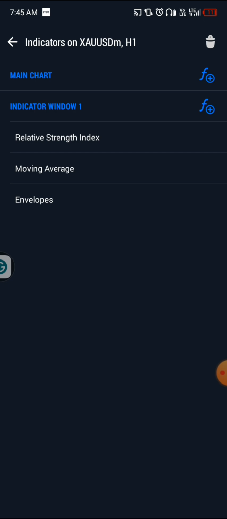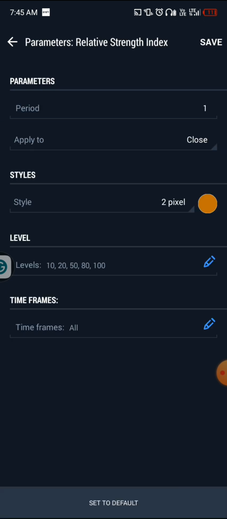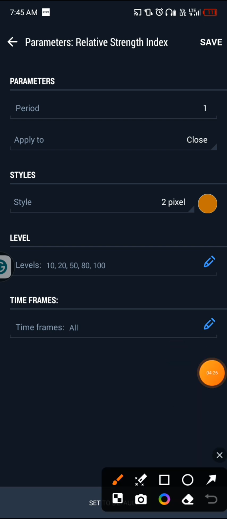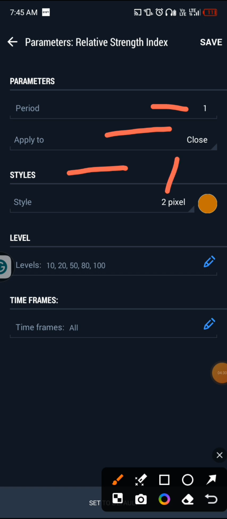For the relative strength index, these are going to be your parameters. Your period is going to be 1, apply to close, and for your style, use 2 pixels and the color brown. Your levels, use 10, 20, 50, 80, and 100. So that's just how you're going to set up your RSI.